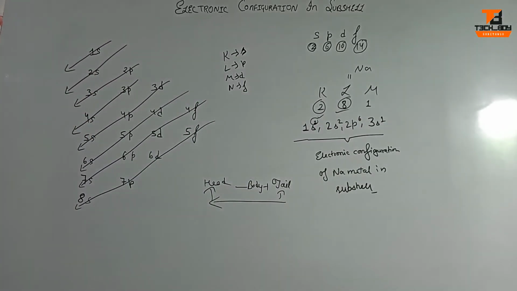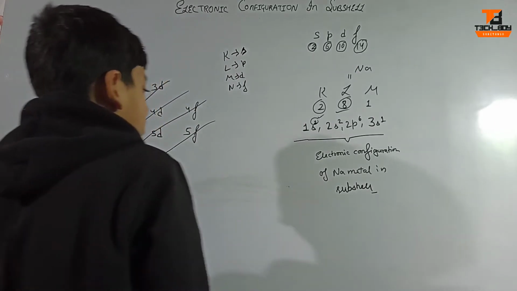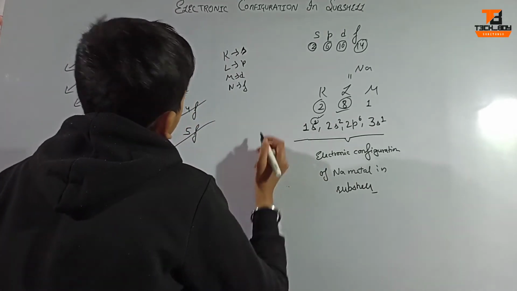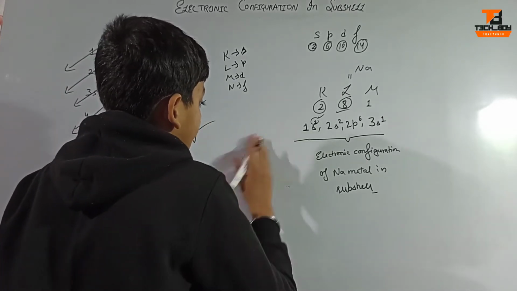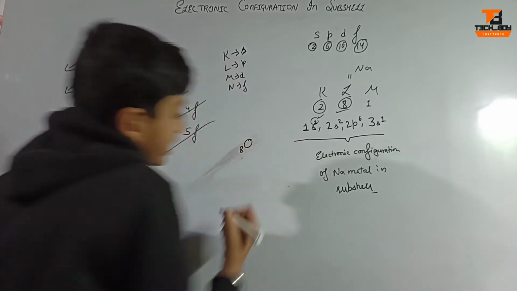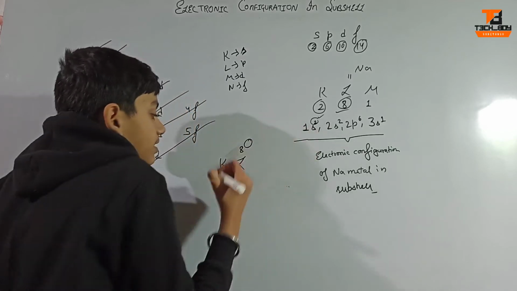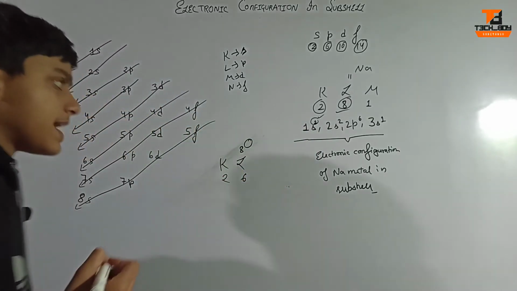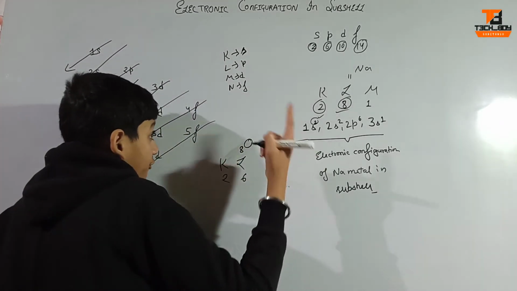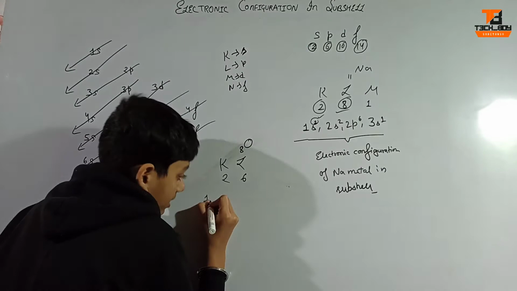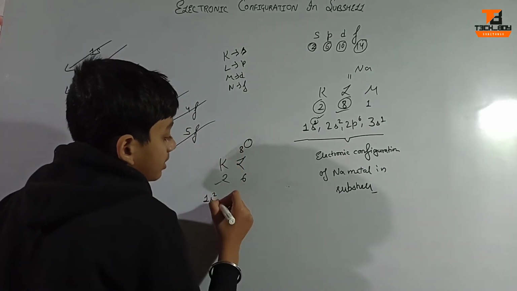Now taking one more example for more detail. Taking oxygen. What is the atomic number of oxygen? 8. So first doing shells: K, L, only K, L. So 2 and 6. In the first subshell, it is 1, and starting with S, its strength is 2. So 1S2, done.